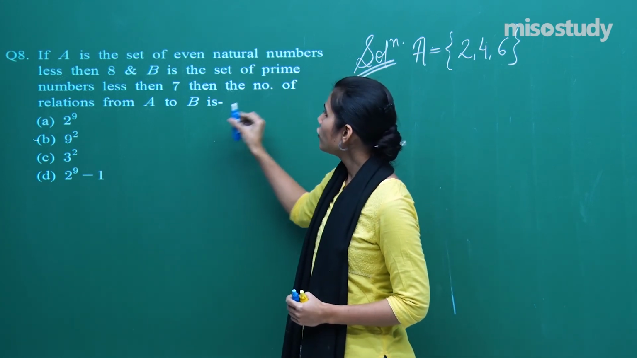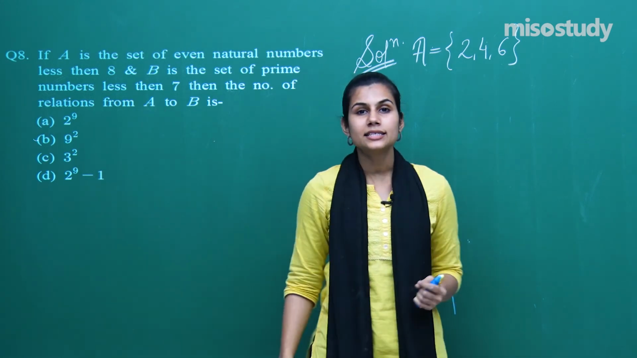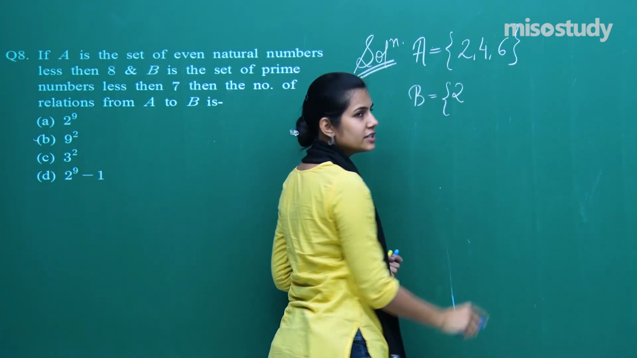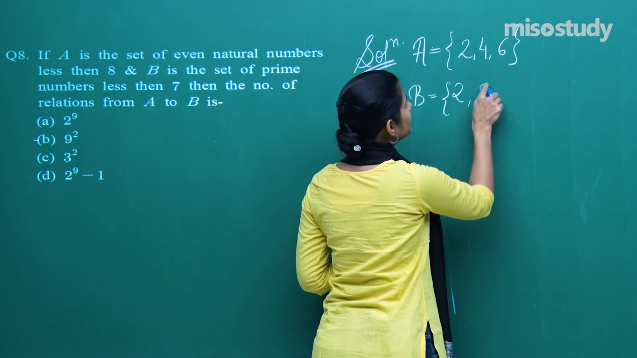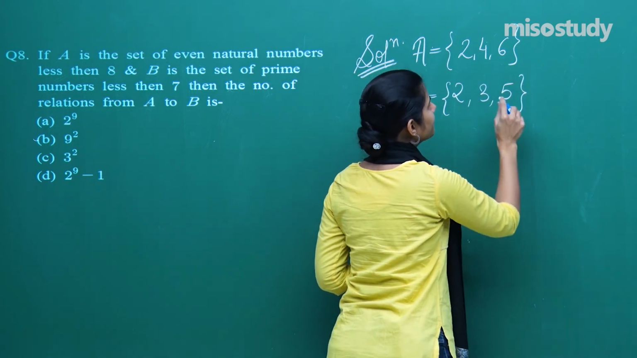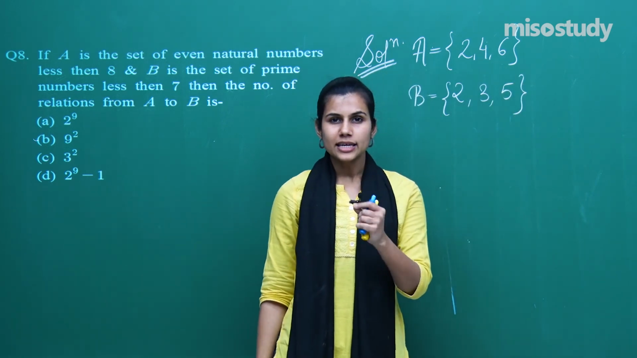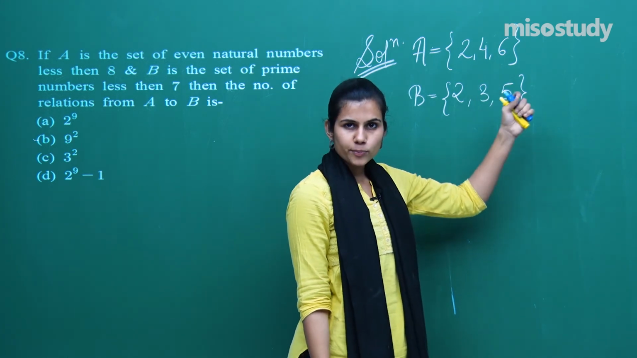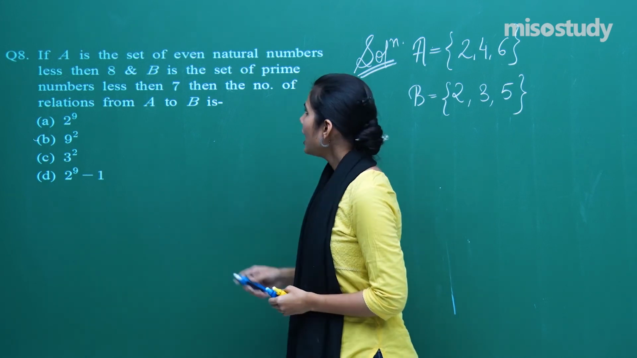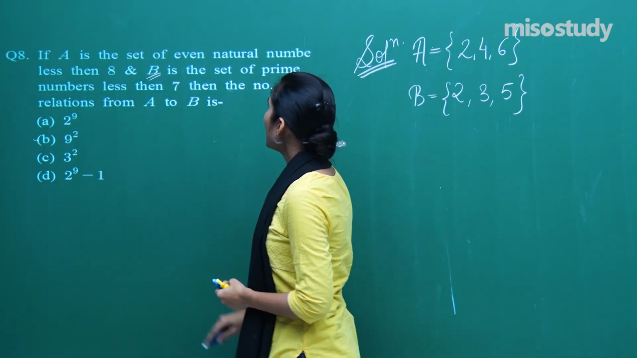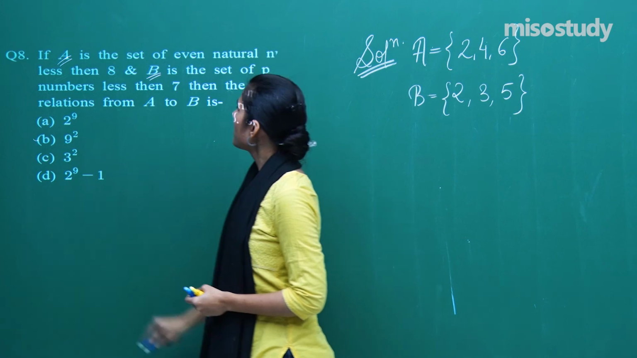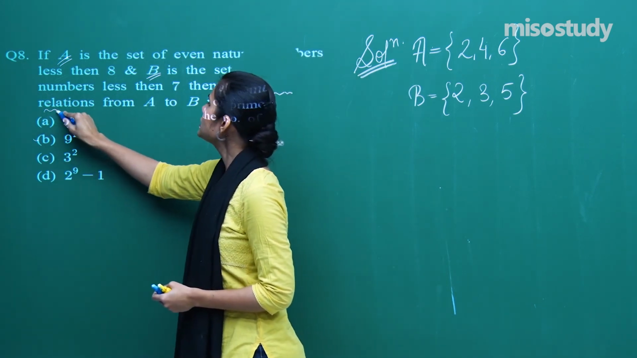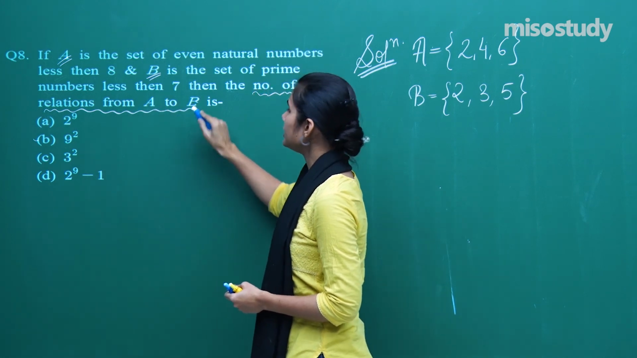And B is the set of prime numbers less than 7. Therefore, B happens to be prime numbers: 2, which is less than 7, 3 and 5. It is strictly less than 7, so I am not putting 7 over here. Strictly less than 8, that's why I am not putting 8 over here. If I have formed what is my B, I have formed what is my A, the question is the number of relations from A to B.